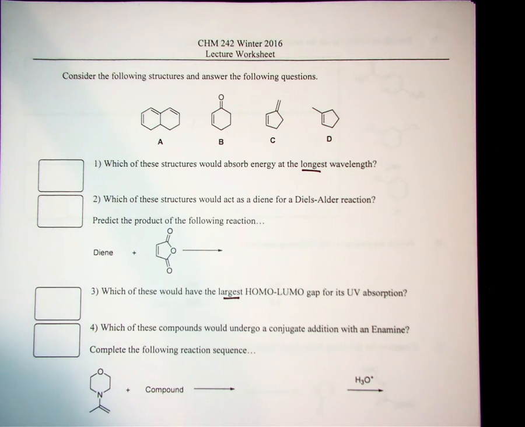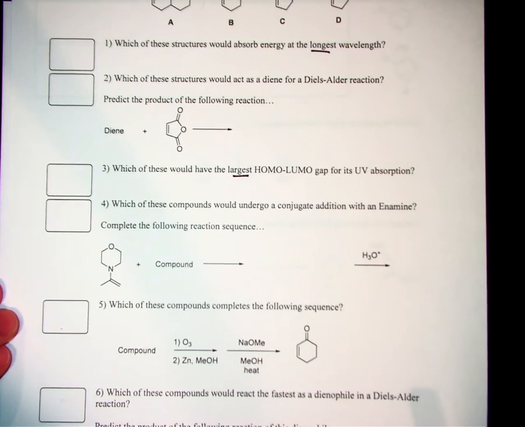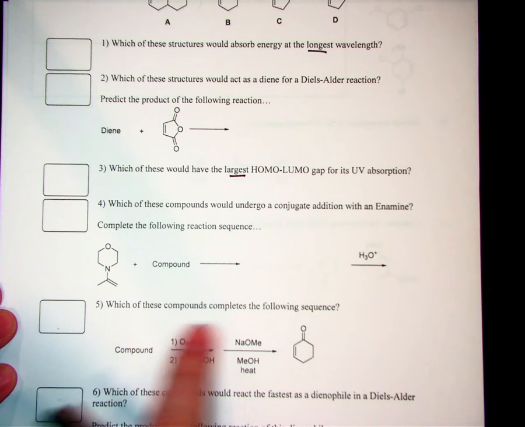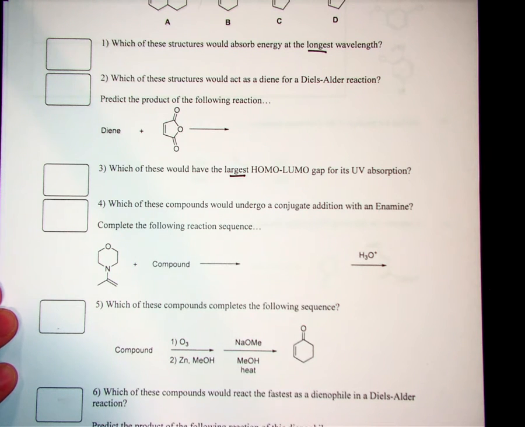So let's take a look at another one of these problems from today's worksheet. I'm going to look at problem number 5. In problem number 5, we want to find out which one of these compounds completes the following sequence. So we're going to look at the different types of reaction conditions that we have.